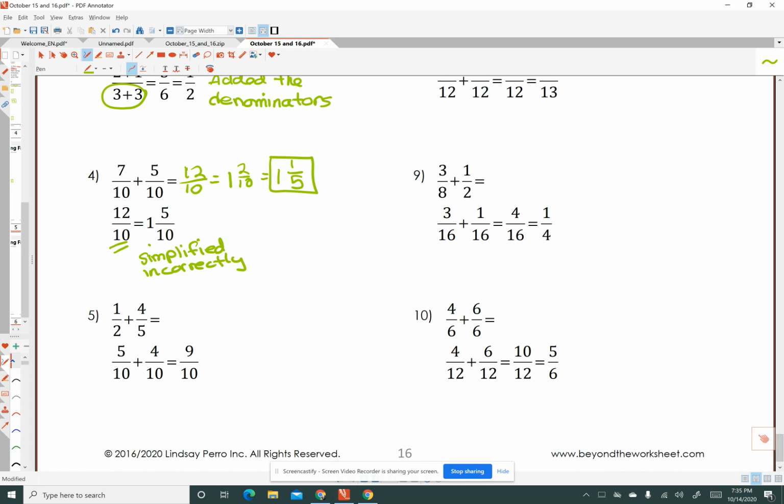And in number 5, let's take a look at that. We see what they did wrong. They rewrote 1/2 as 5/10. They rewrote 4/5 as 4/10. So that's not right. It should be 5 times 2 is 10, 4 times 2 is 8. So this should be an 8. And 5 and 8 are 13. And that means we have 1 3/10.